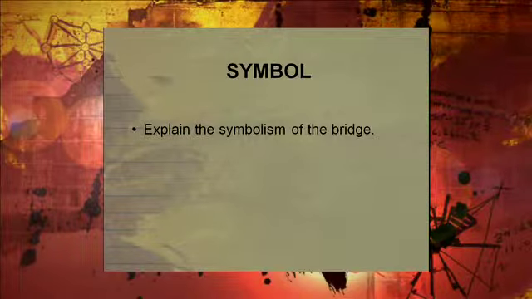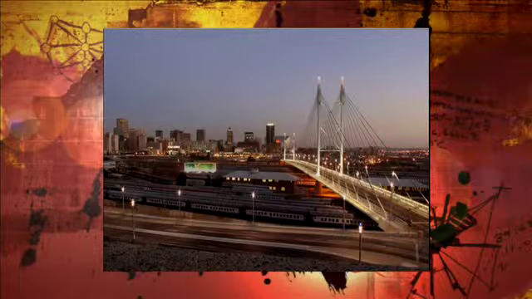Remember what our task was? Explain the symbolism of the bridge. So let's look at it again. You say to yourself, well, what does a bridge symbolize? Well, a bridge symbolizes linking one thing to another. The bridge is, for example, over a river. It links this side of the river to that side of the river. So you can say the obvious symbolism of a bridge is a link.